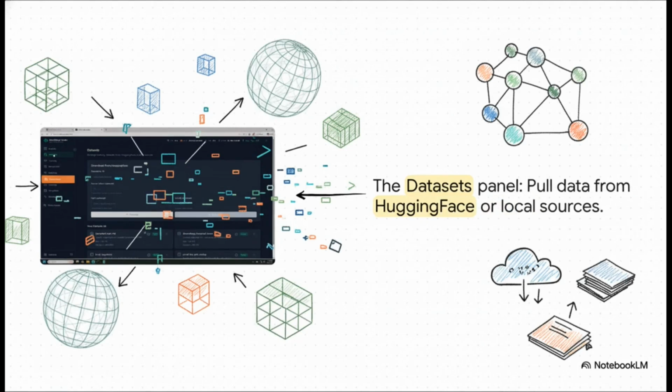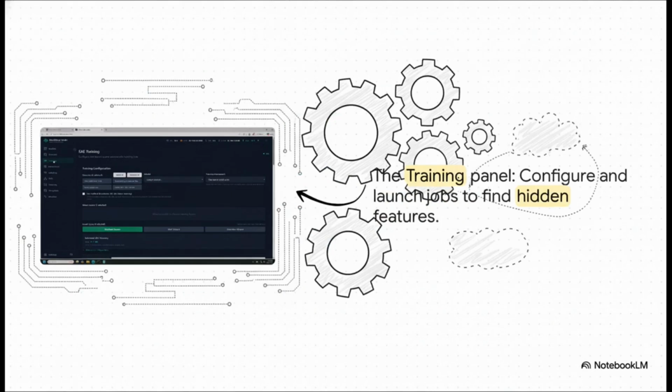All right, next up, every model needs data to process, to think about. The Datasets panel makes it super easy to load in all the text your model is going to chew on, whether that's a huge online library or even your own custom files. Now, this is the engine room. The training panel is where the real discovery starts. This is where you set up jobs to find all those hidden concepts or features tucked away inside the model's mind. And trust me, we are definitely coming back to this.